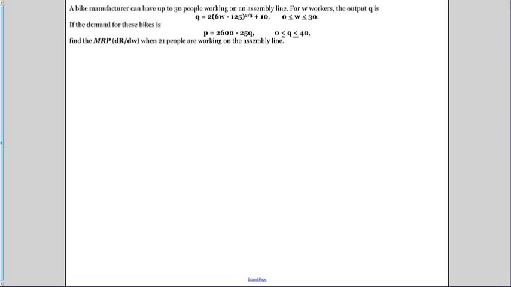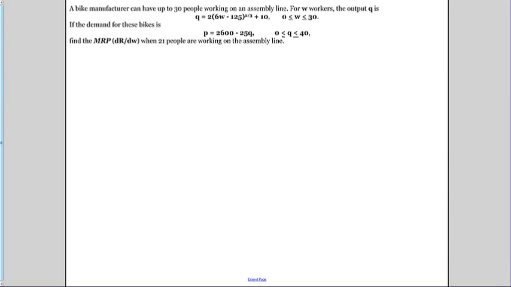In this tutorial, we will see how to compute the marginal revenue product using the chain rule. A bike manufacturer can have up to 30 people working on an assembly line. For W workers, the output Q is given by the following. And if the demand for these bikes is given by P equals 2,600 minus 25Q, find the marginal revenue product, dR/dW, when 21 people are working on the assembly line.